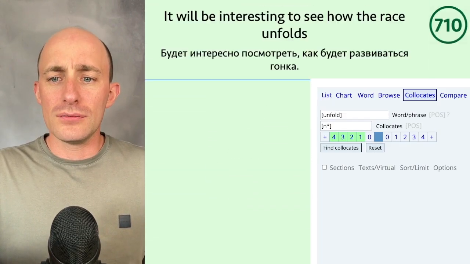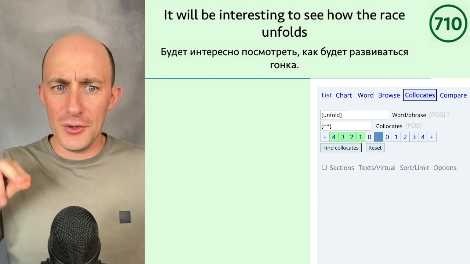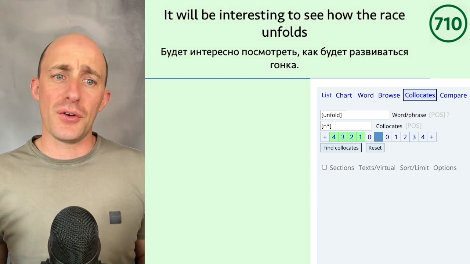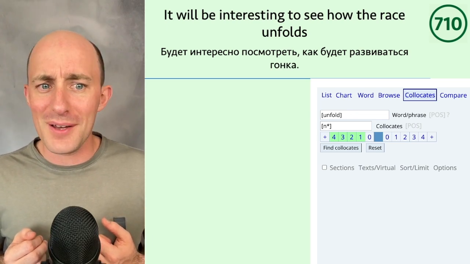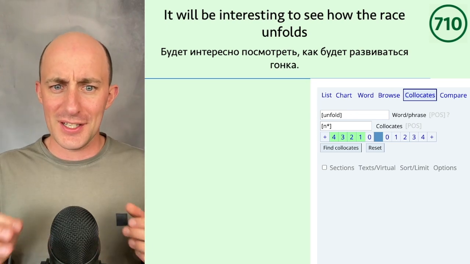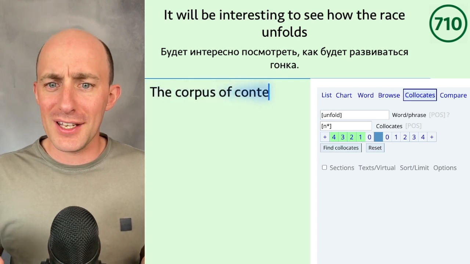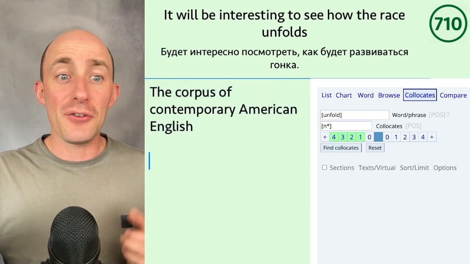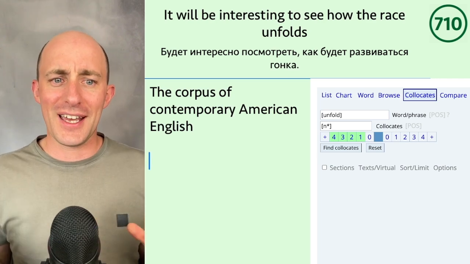Okay. Oh, that's 10. So, press pause, review the words, perhaps try to write some of your own sentences, perhaps open the corpus of contemporary American English. You can search for it in Google. The corpus of contemporary American English, and find some collocations yourself. That's what I'm using for collocations, by the way.